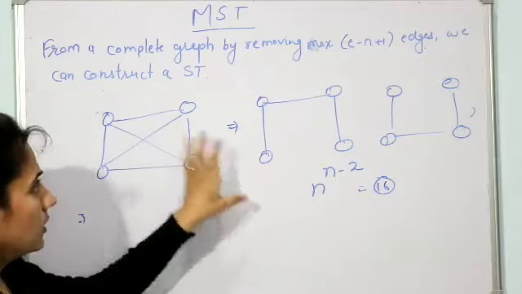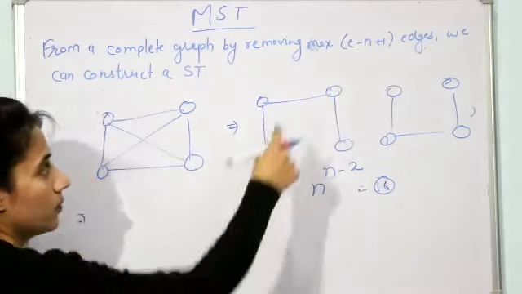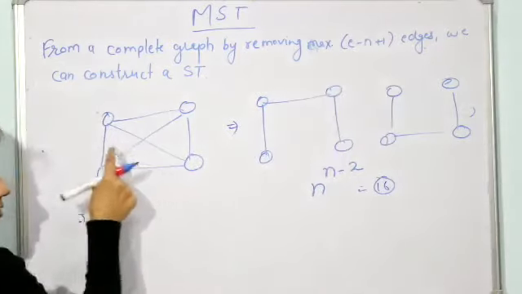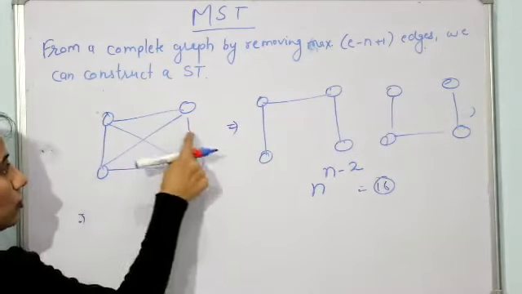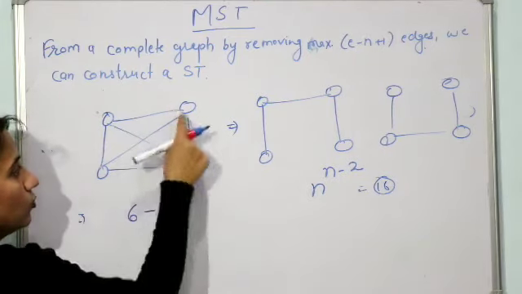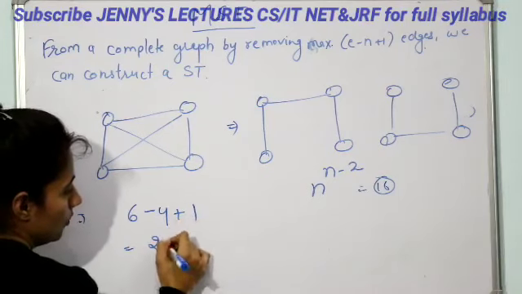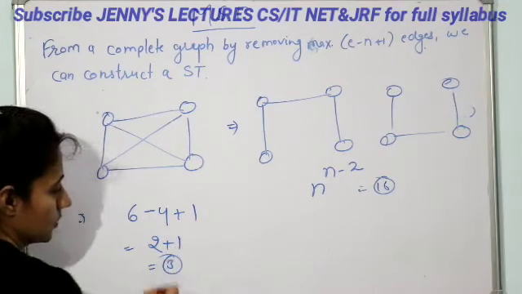Now see, at most how many edges can you remove from it? Check this property, e minus n plus 1. What is e? The number of edges. How many edges are there in it? 1, 2, 3, 4, 5 and 6. 6 minus n, which is 1, 2, 3, 4. 6 minus 4 is 2, plus 1, 3.